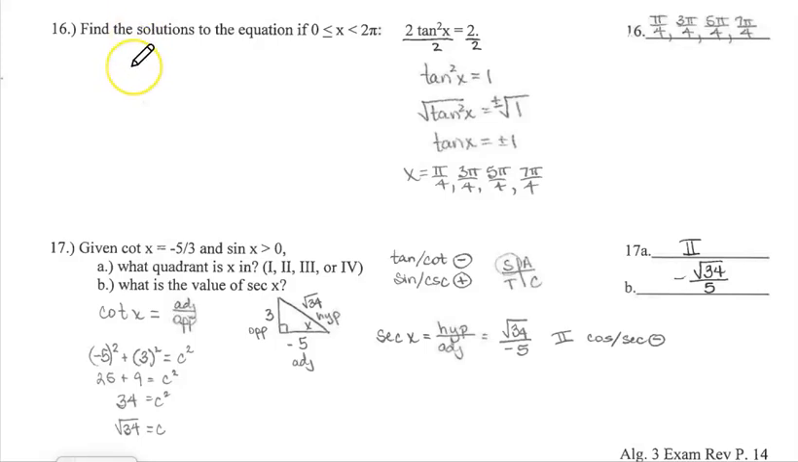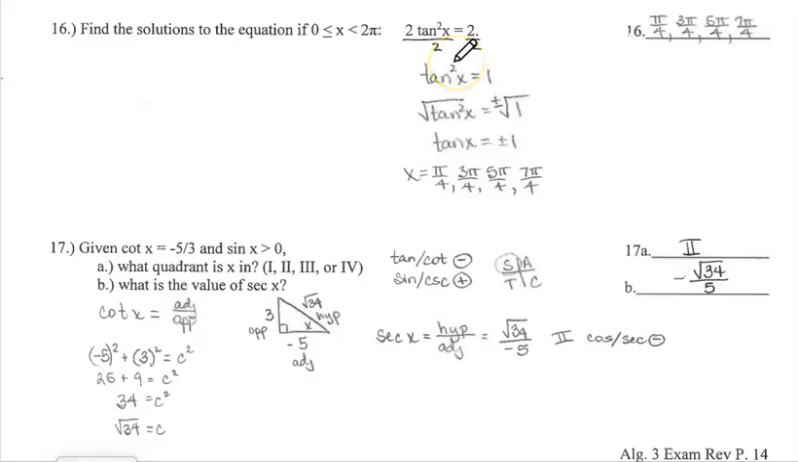All right, so let's take a look at our last two problems. For number 16, it says find the solutions to the equation between 0 and 2 pi for 2 tan squared is equal to 2. All right, so first off, I want to get tangent by itself. So I'm going to divide both sides by 2, and that gives me tangent squared is equal to 1.